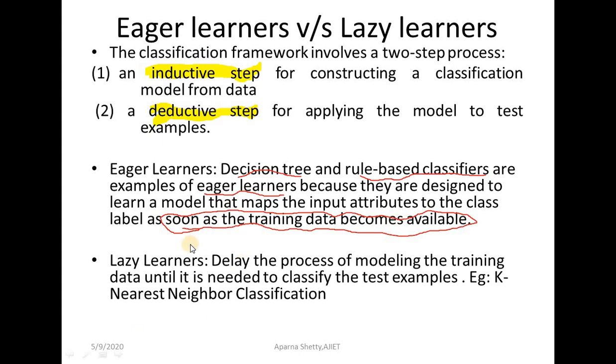The next type of learners are lazy learners. Lazy learners delay the process of modeling the training data until it is needed to classify the test examples. Until it is really required to classify the test examples, they will not do any modeling of the training data. Examples of lazy learners are K nearest neighbor classification, which we will be studying in this video lecture. So basically there are two types of learners, eager learners and lazy learners.